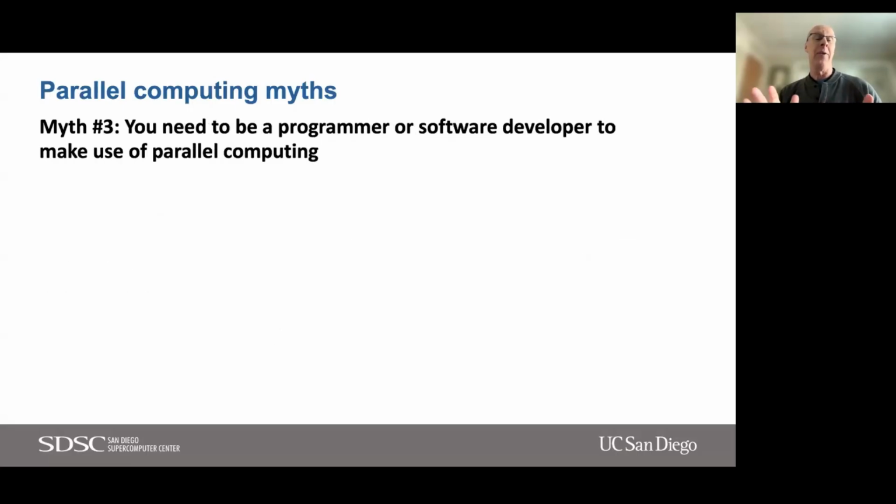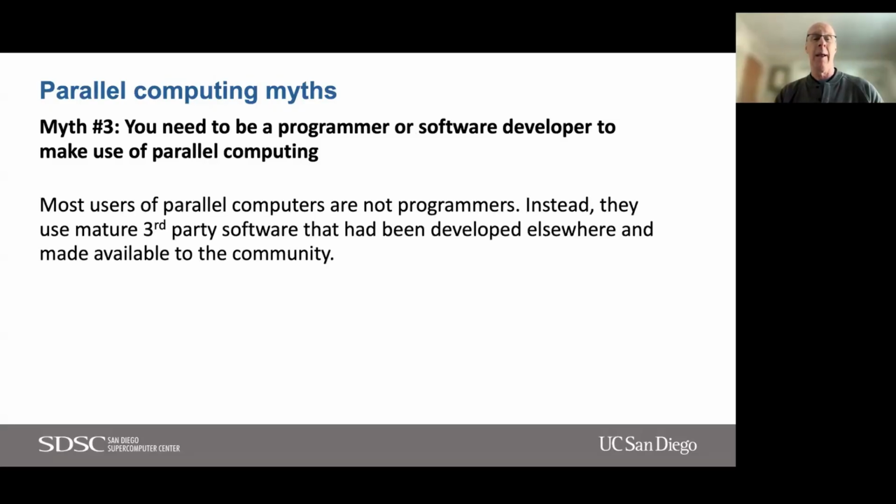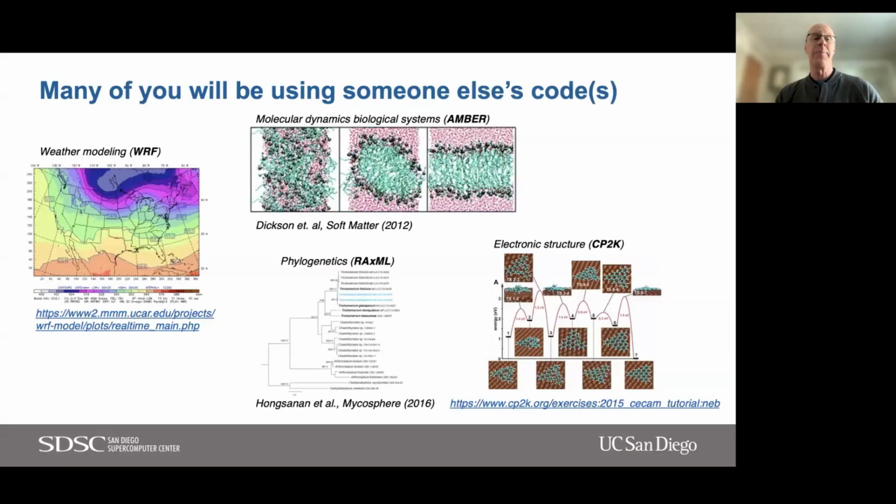And then finally, and I talked about this a little bit already, the last myth I'm going to address is that you need to be a programmer or a software developer to make use of parallel computing. The reality today, though, is that most of the users of our big supercomputers are not programmers. Instead, they're using mature third-party software that had been developed elsewhere and made available to the community. So in a nutshell, there's a very, very good chance that you're going to be using someone else's code.